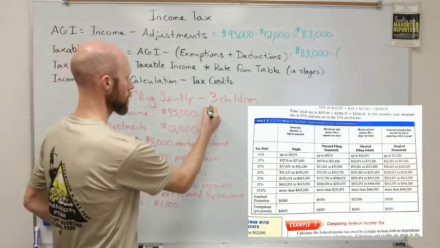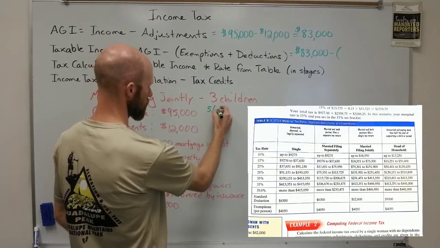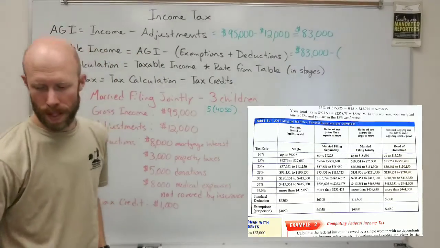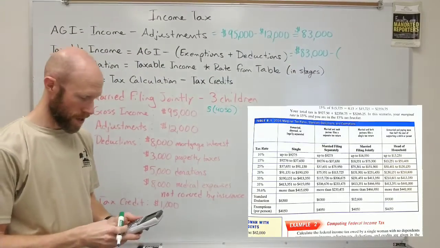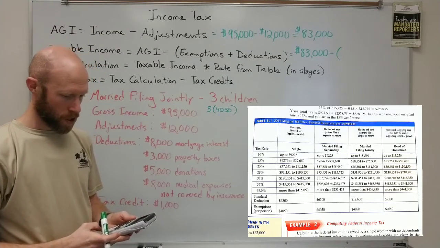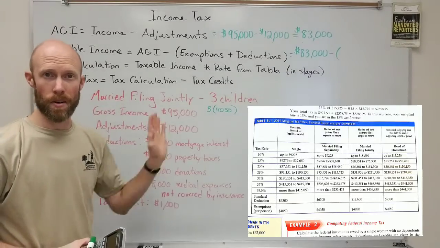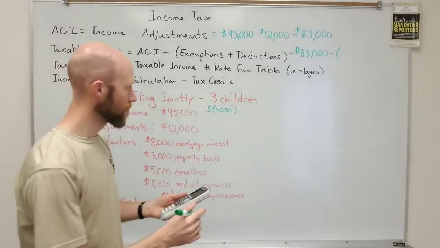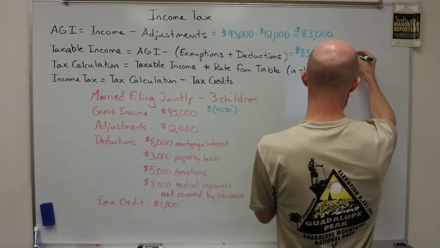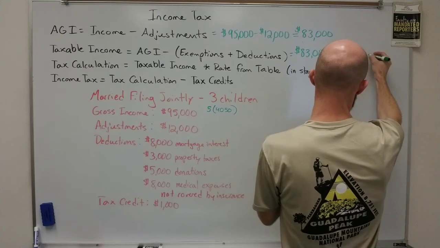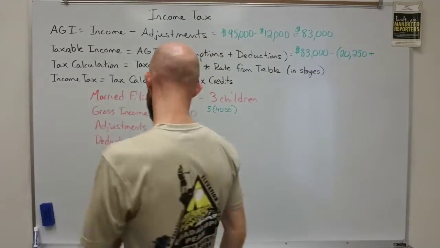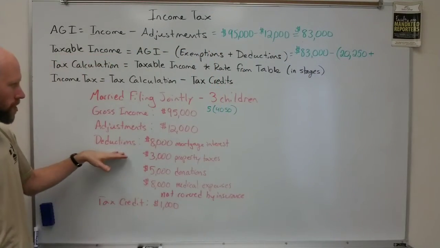So what we need there is 5 multiplied by the 4,050 from the table. And that amount, 5 times 4050 is $20,250. All right, we'll get rid of the table now. So that's $20,250, and then we also need the deductions.